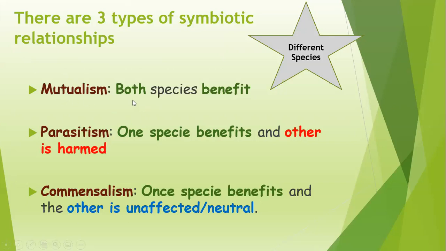See here, mutualism, both benefit. Parasitism, one benefits, other harmed. Commensalism, again one species benefits. So one of them is always getting the benefit. The other one might get harmed, it might get benefited, or it might be totally unaffected by the relationship.